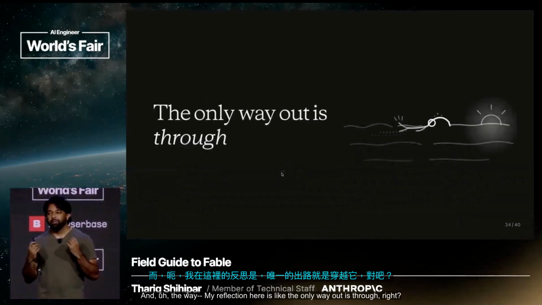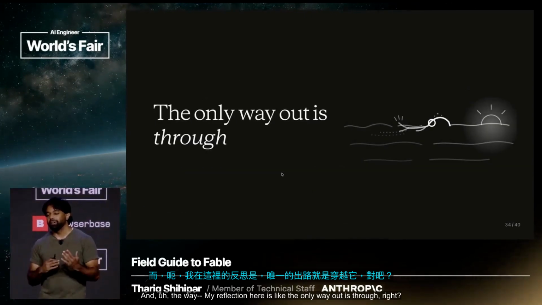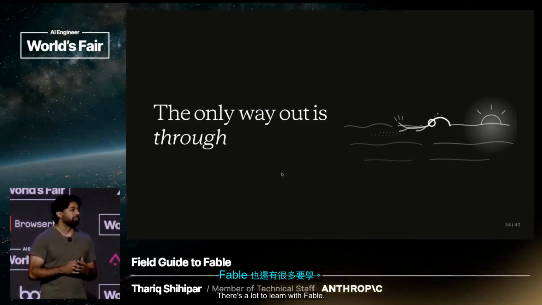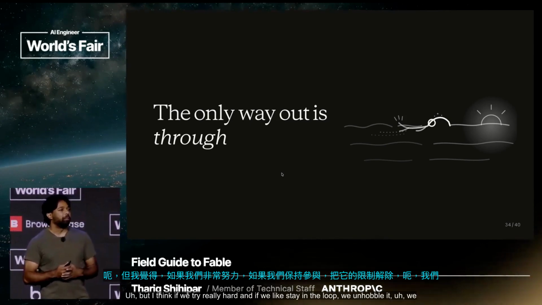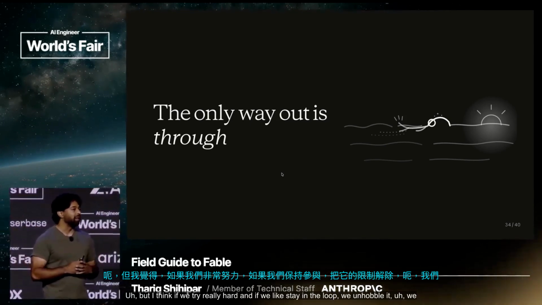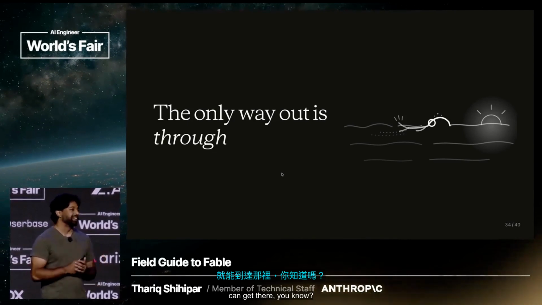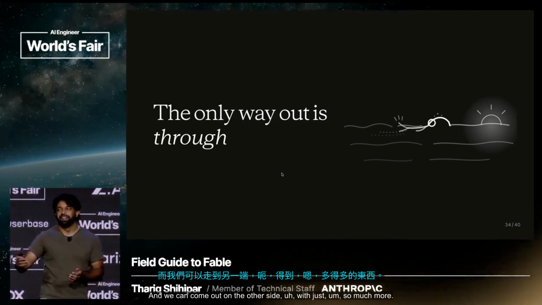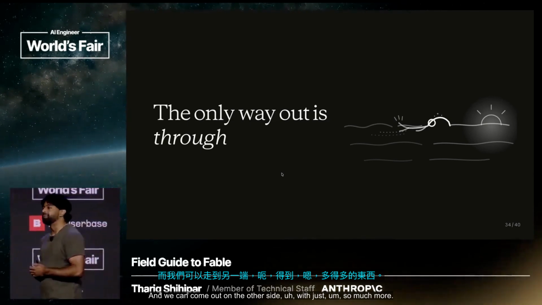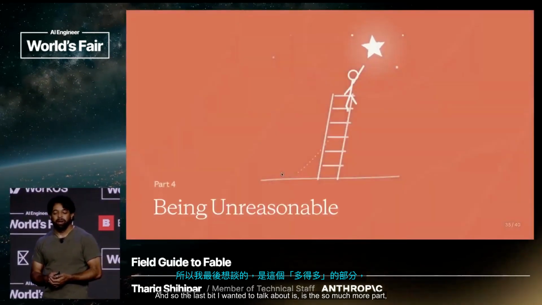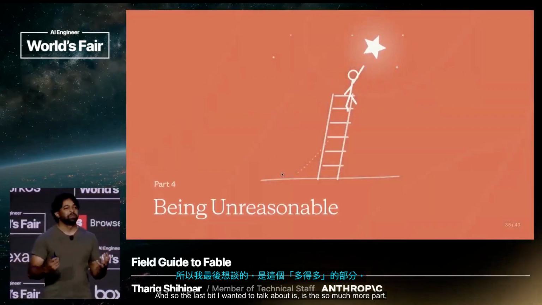And my reflection here is that the only way out is through, right? There's still a lot to learn with agentic coding. There's a lot to learn with Fable. But I think if we try really hard and if we stay in the loop, we unhobble it, we can get there, and we can come out on the other side with just so much more. And so the last bit I wanted to talk about is the so much more part, right?